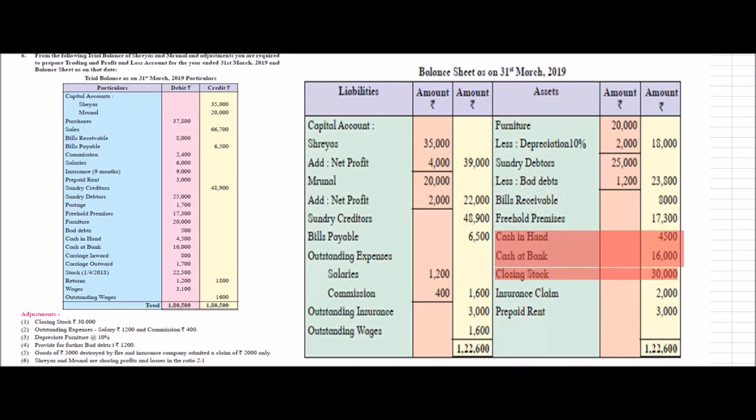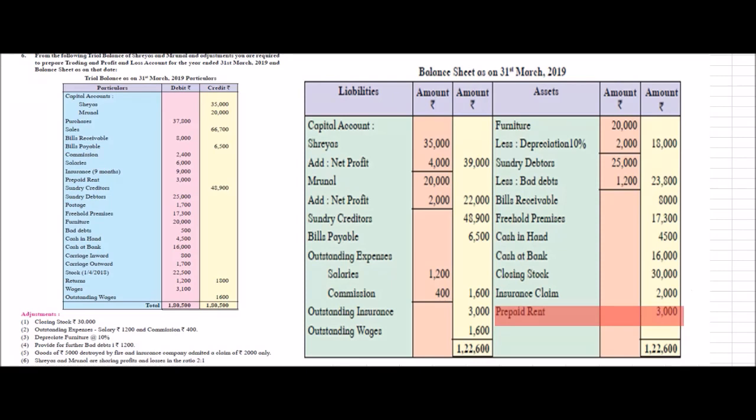Then the insurance claim from the insurance company was 2,000 rupees, and prepaid rent is 3,000 rupees. We are taking 3,000 rupees in the balance sheet, on the asset side, as prepaid rent.